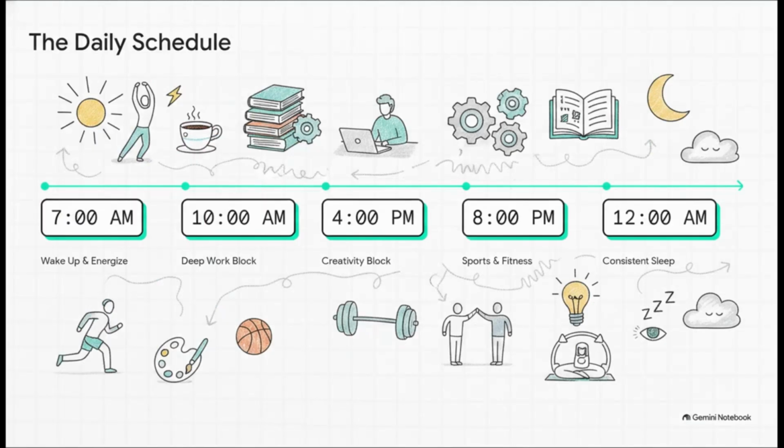Let's see how this actually builds chronologically. You start off by waking up and energizing at 7 a.m. That paves the way for a deep, concentrated work block starting at 10. Then, by 4 p.m., you pivot completely into that creativity block. This could be learning, creating, or even community work. 8 p.m. is reserved for sports and fitness, and midnight, that is a hard stop for sleep. This rhythm just totally chunks a complex day into predictable, manageable pieces that actually respect human psychology.